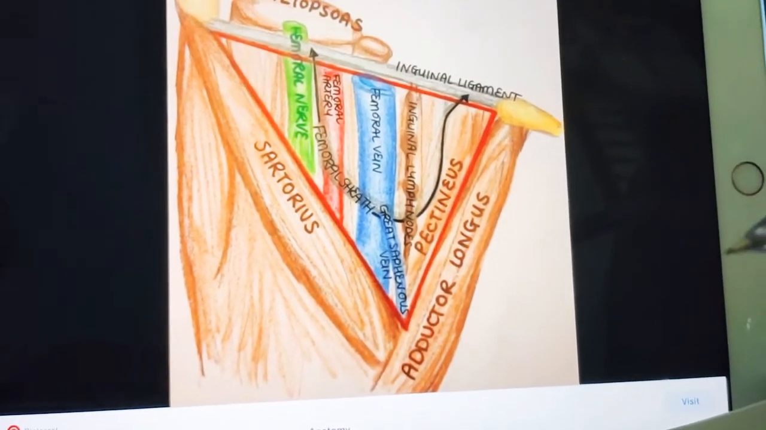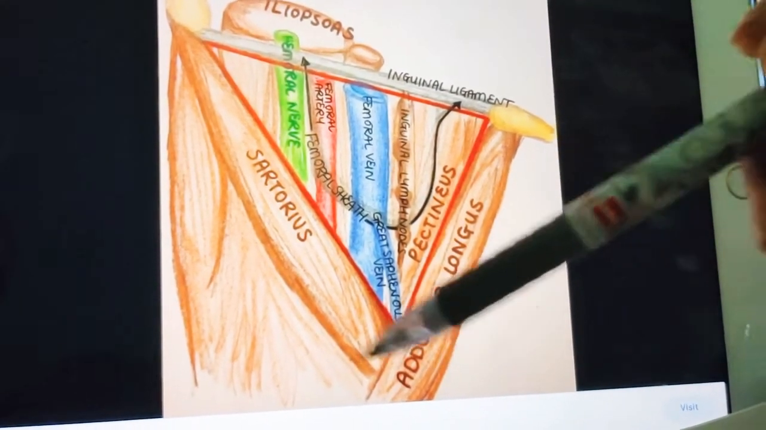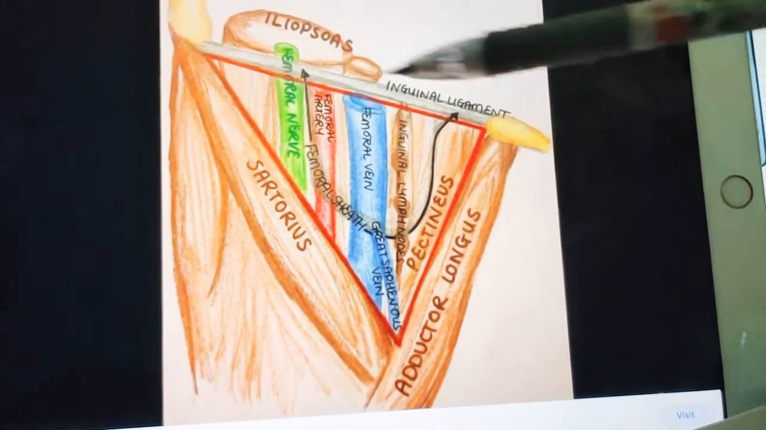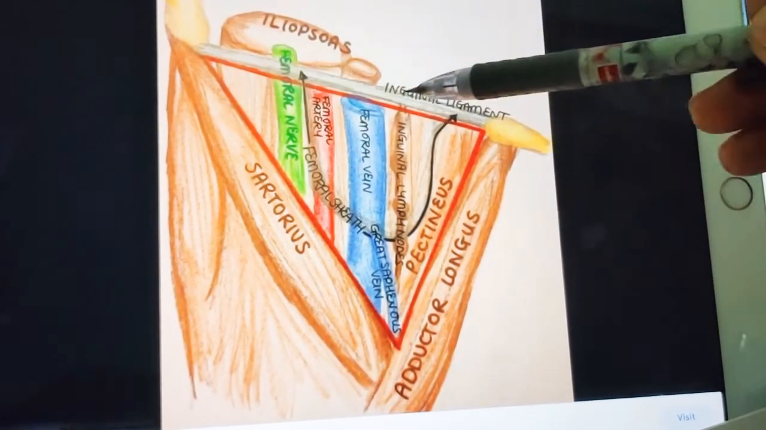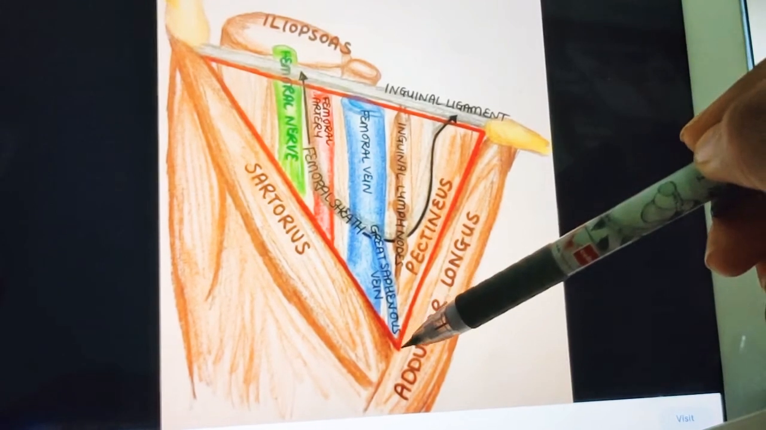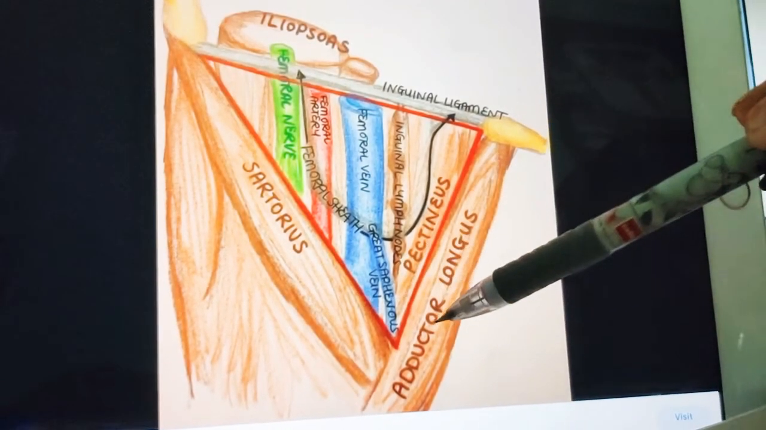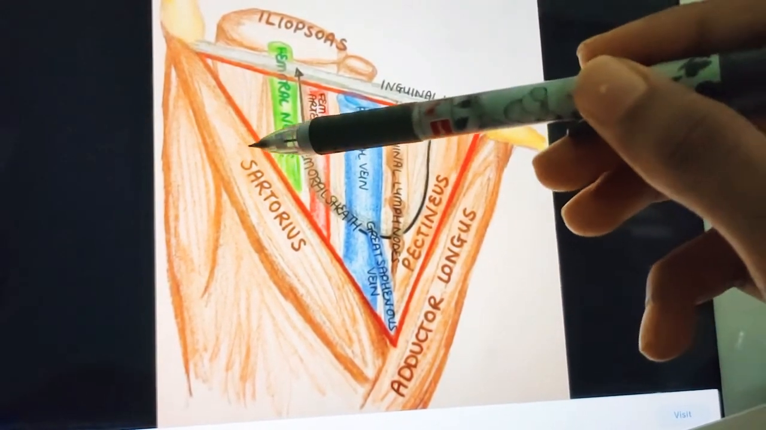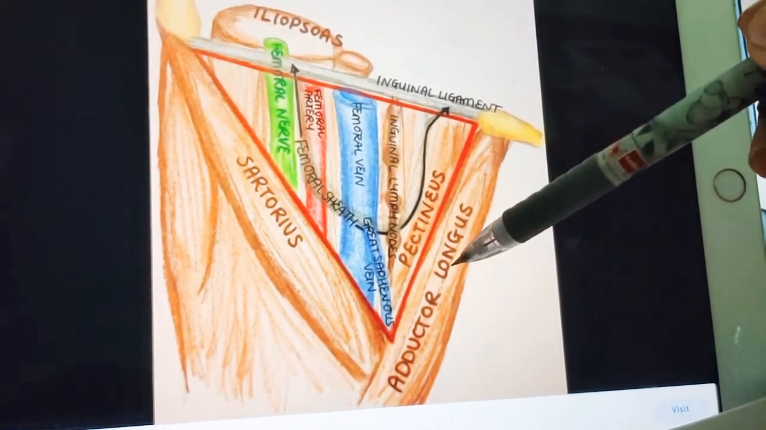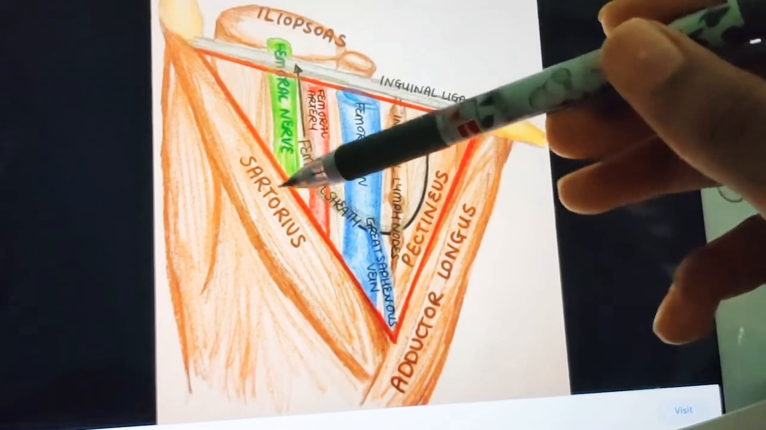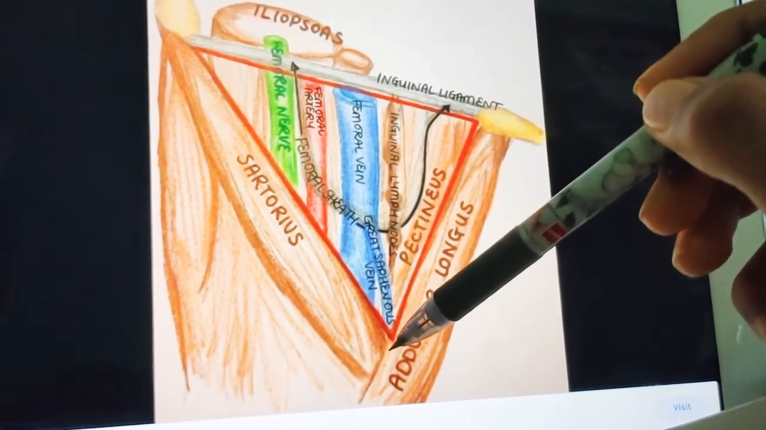So once again, let us recall all the structures of the triangle. Of course, the femoral triangle has a base and an apex, right? The base is formed by the inguinal ligament. Medially you have the medial border of adductor longus, laterally you have the medial border of sartorius, right? In between them you have the apex.